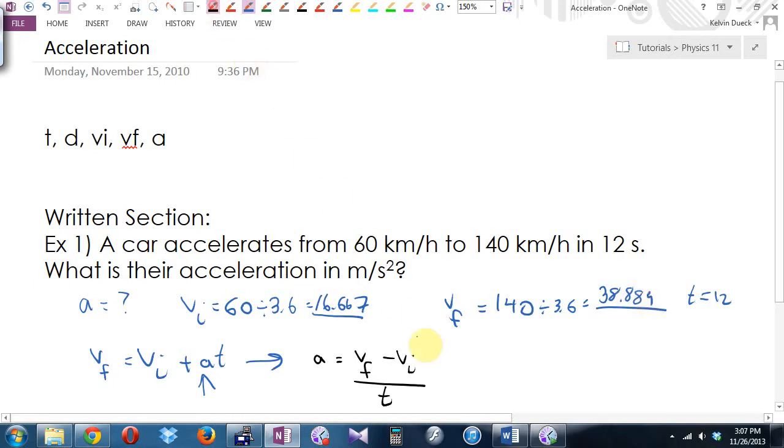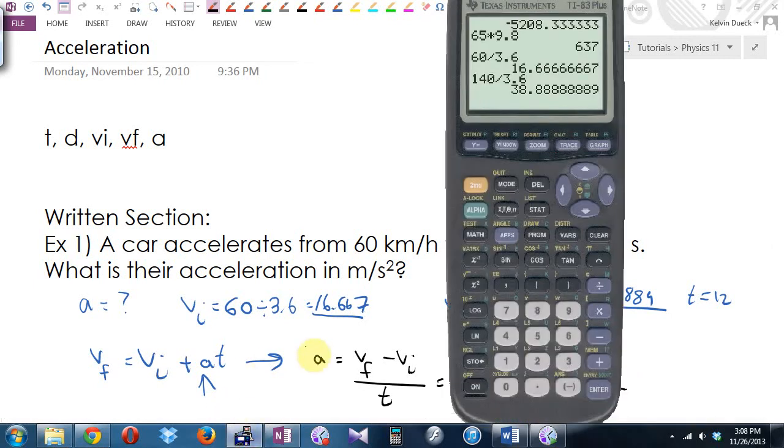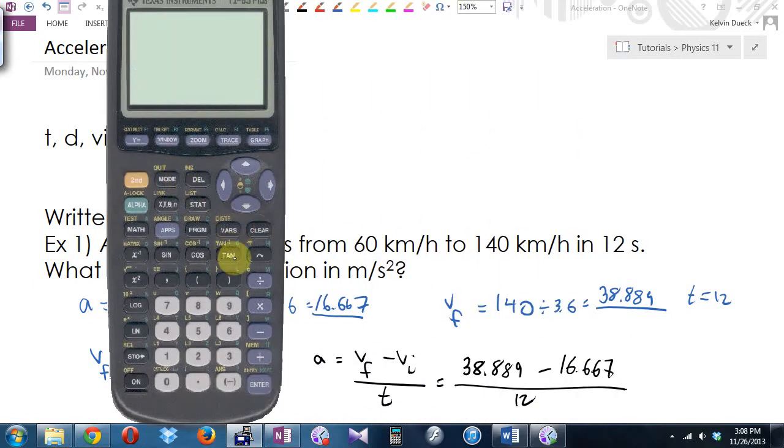So that means this is going to be 38.889 minus 16.667, divided by 12. Can you all tell me, if I were to type this, because this is what I saw a lot of my physics 12s do and it drove me crazy, if I were to go like this, why is that wrong? Where? More than one number on the bottom. All this is going to tell my calculator to do is to divide the 16.667 by 12. It won't know to divide the whole thing.